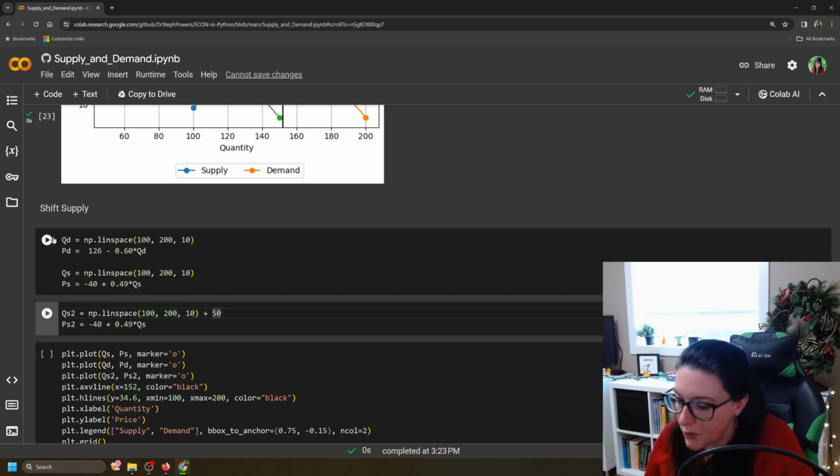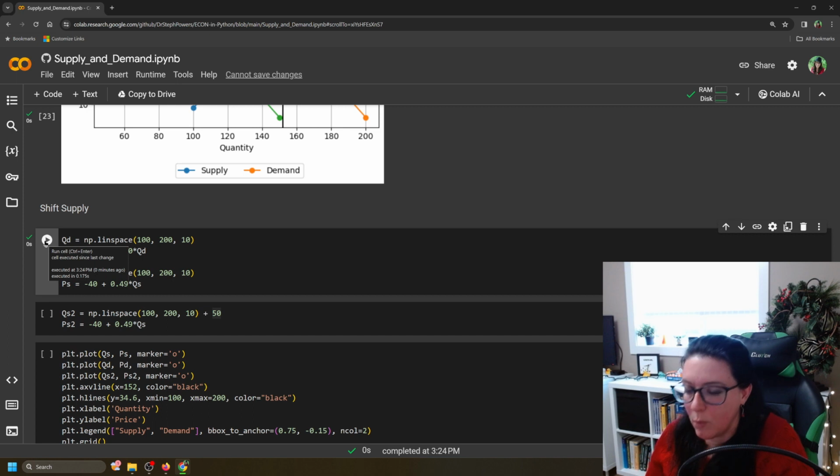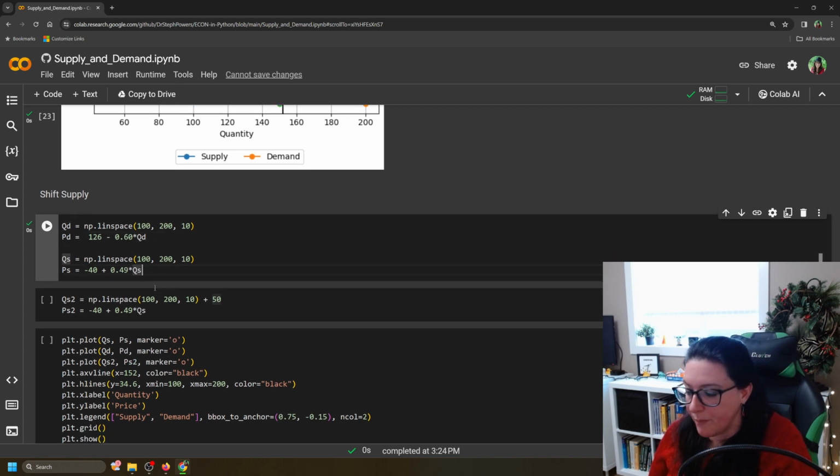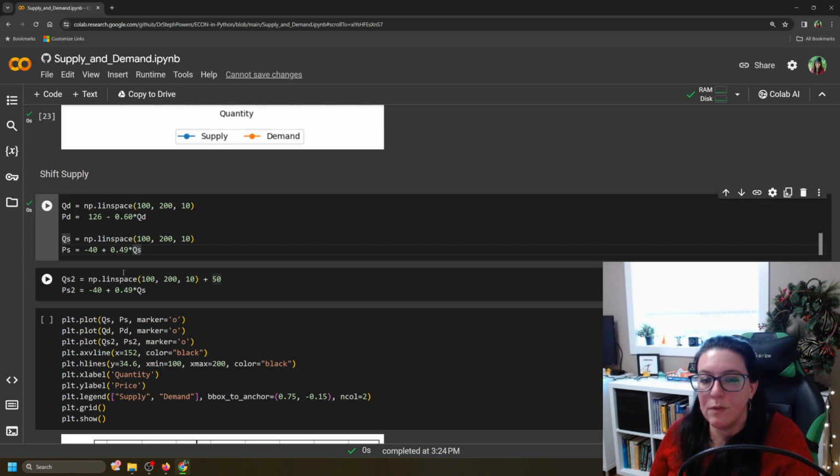So we have our original supply and demand. We're looking at quantities going from 100 to 200 in increments of 10, and we have our formulas that give us the demand curve and the supply curve. We take that and change just the supply one. Here we're shifting the supply curve to the right by 50, and we're seeing what happens.